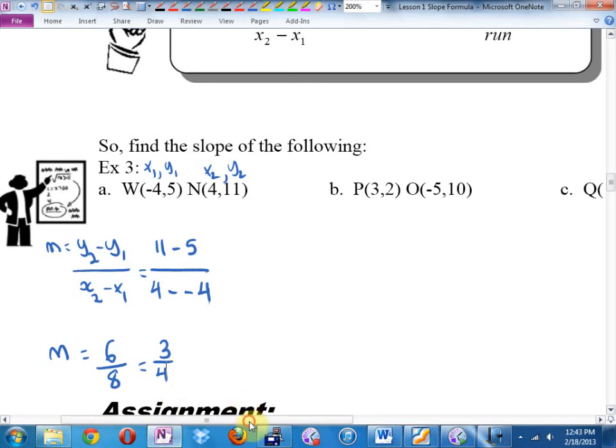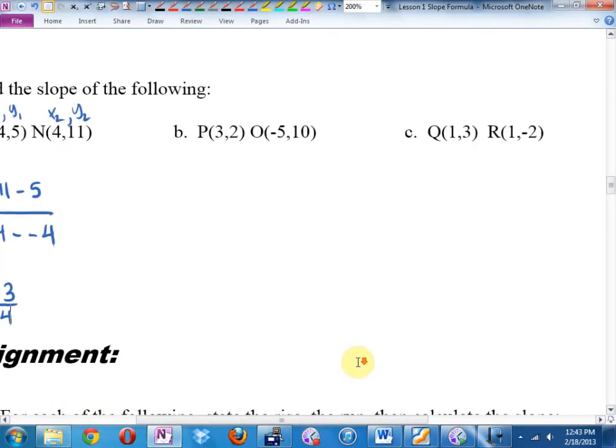B. Mr. Duick says go x1, y1, x2, y2, 1, 1, 2, 2. Try that one on your own. I'll do it up here. Let's see if we can get the slope together.